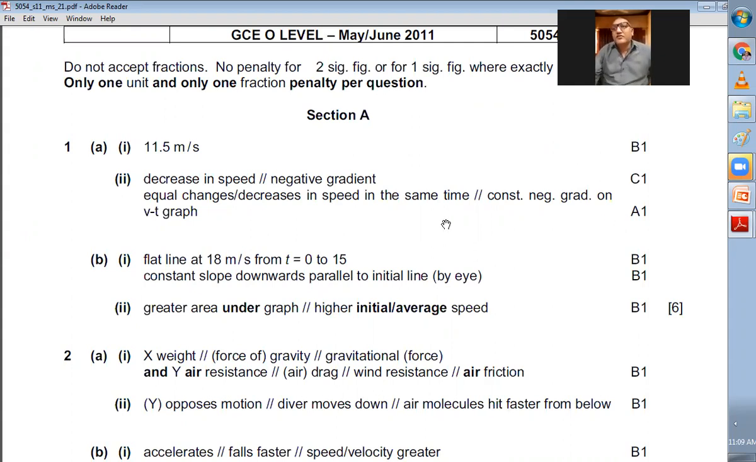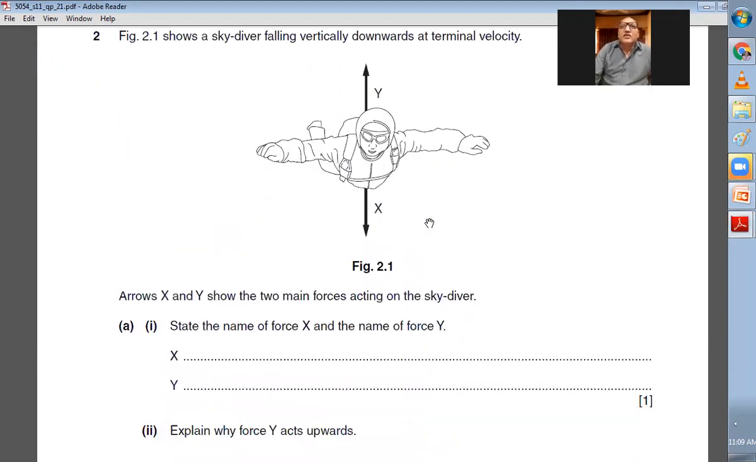You can also say this. So hopefully you will be able to write good answers for this. And this is question number 1. Let's move to question number 2.